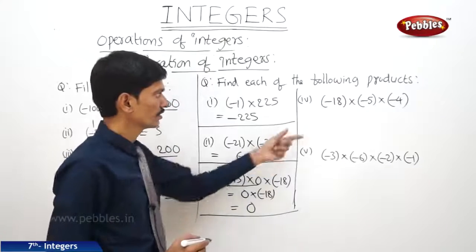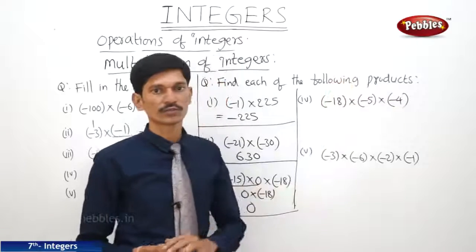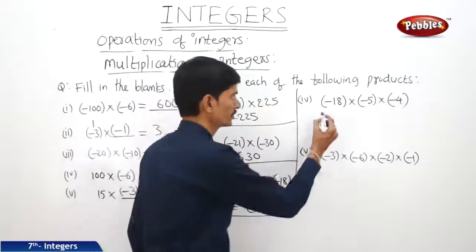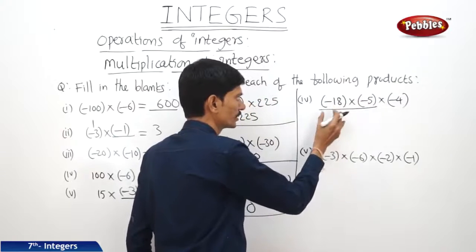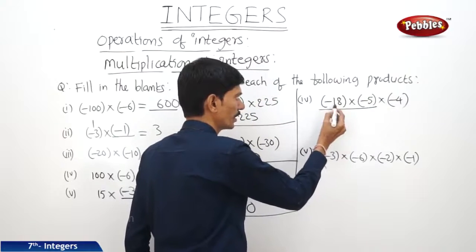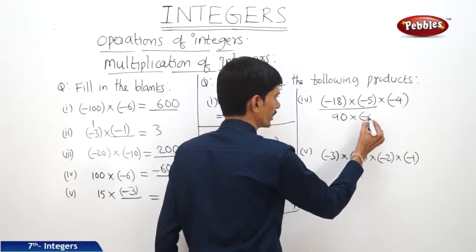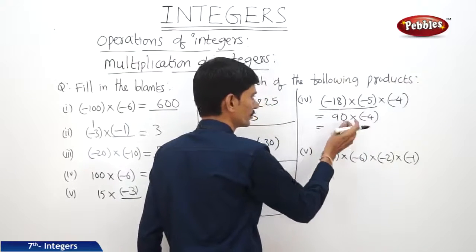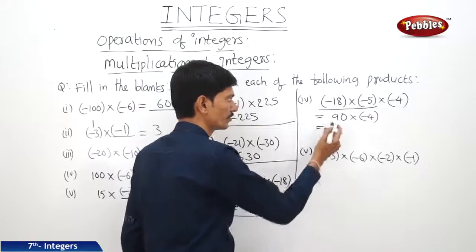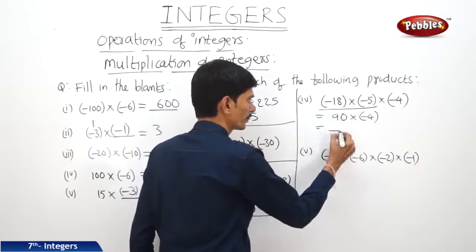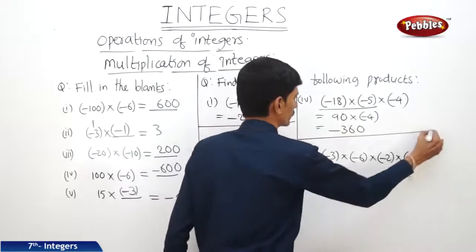Next, minus 18 into minus 5 into minus 4. When you multiply the first two negative integers, the product is a positive integer, and 18 5s are 90. So this is positive 90 into minus 4. Now this is the multiplication of a positive integer and a negative integer, so the product is a negative integer, and 90 4s are 360, minus 360.